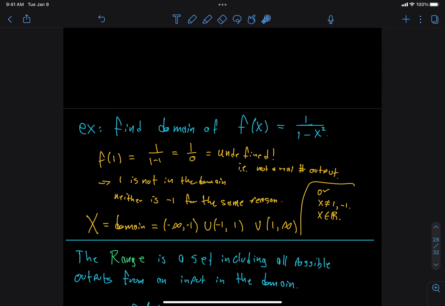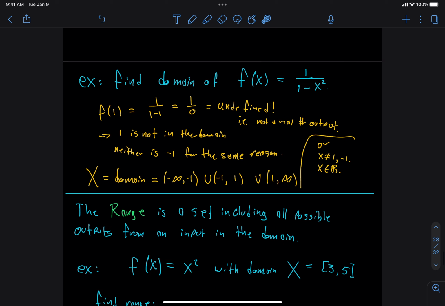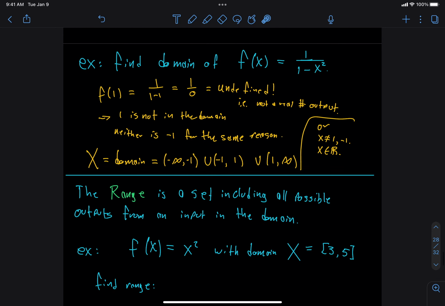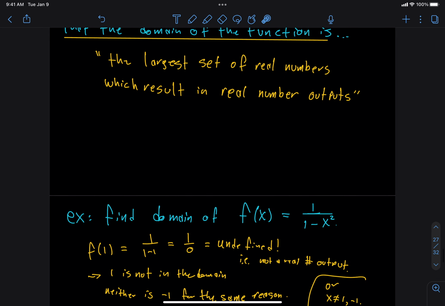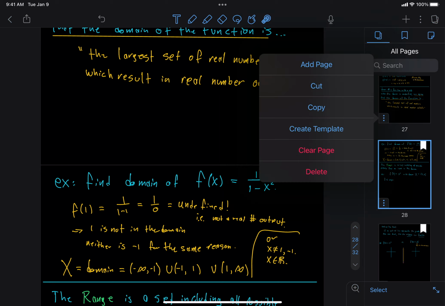Okay, any questions on that example? I think that's definitely the hardest thing we've done today. Okay, let's talk about the range. Actually, before we talk about the range, I want to add a page here and say something else really quickly.